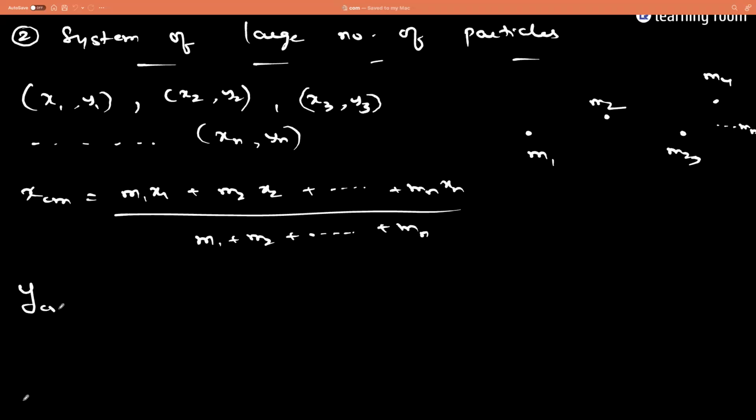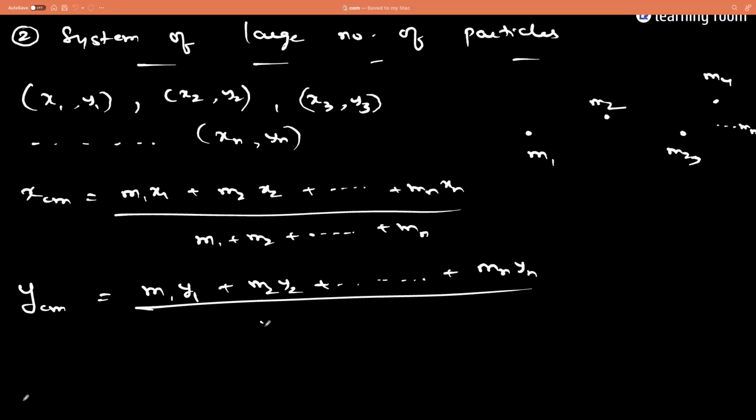Similarly, the y coordinate of the center of mass will be equal to m1 y1 plus m2 y2 plus so on till mn yn, divided by the sum of all the masses. Okay.